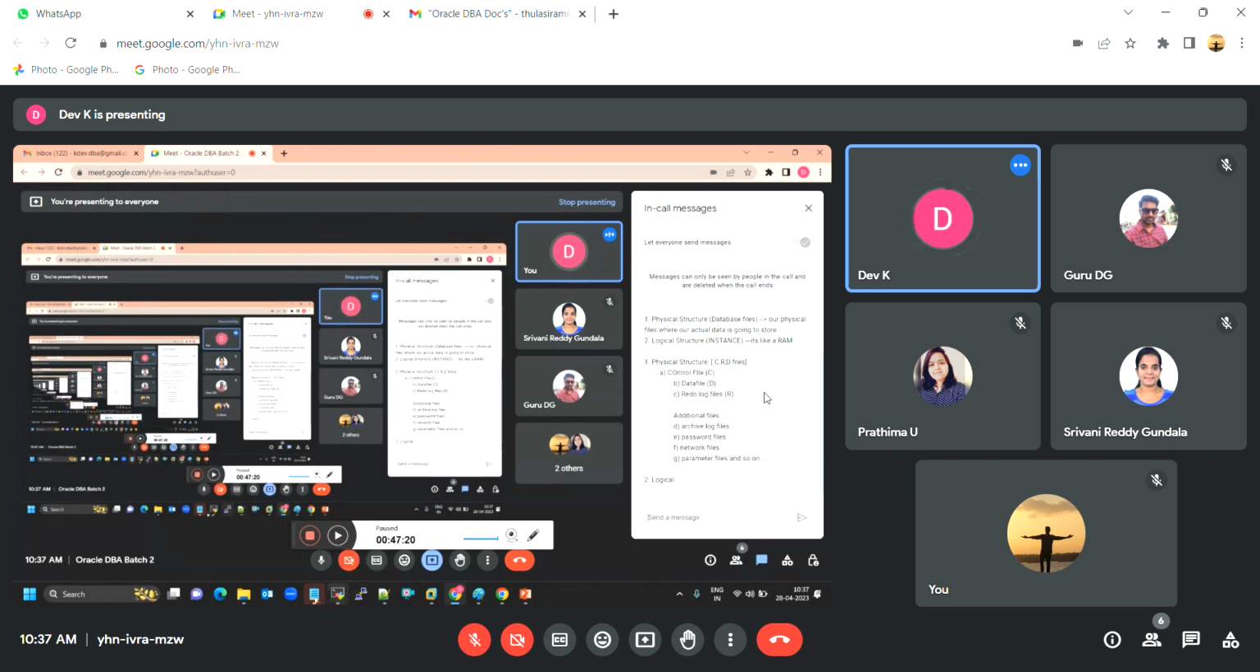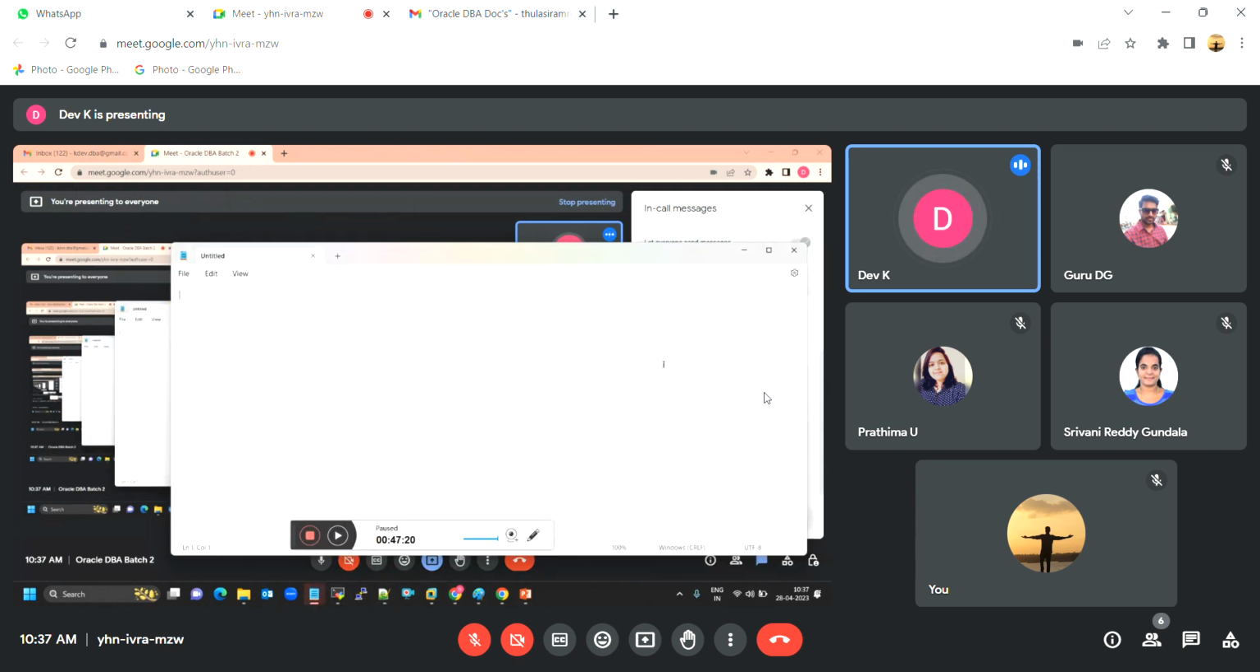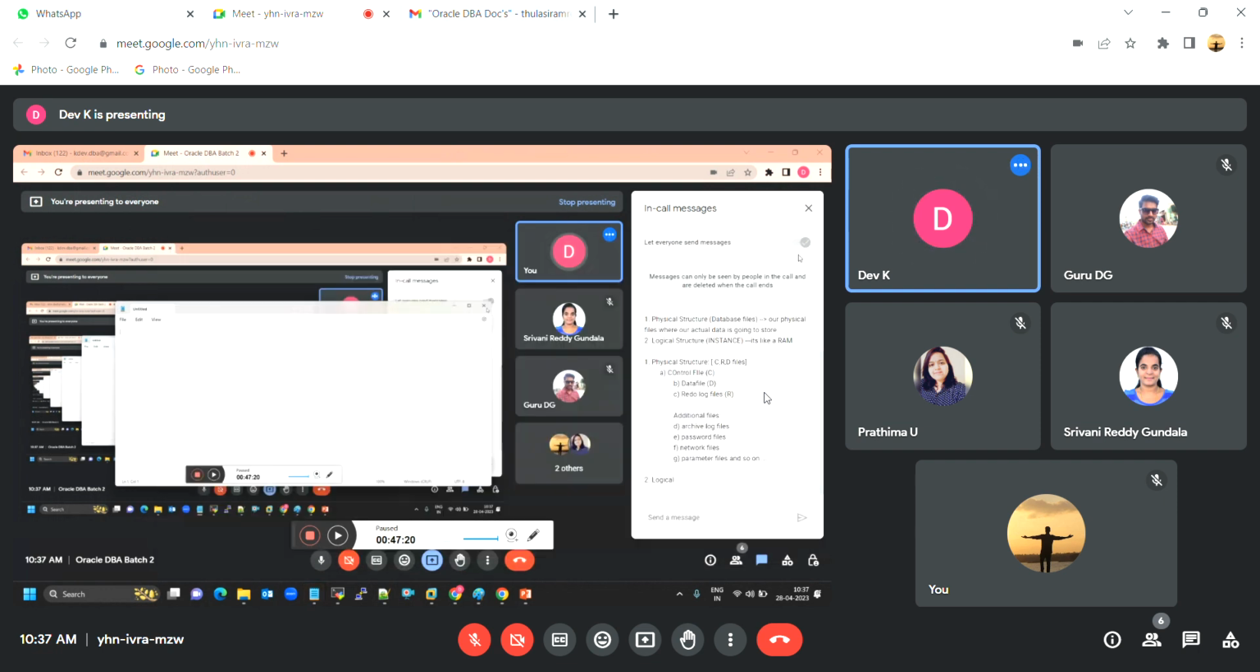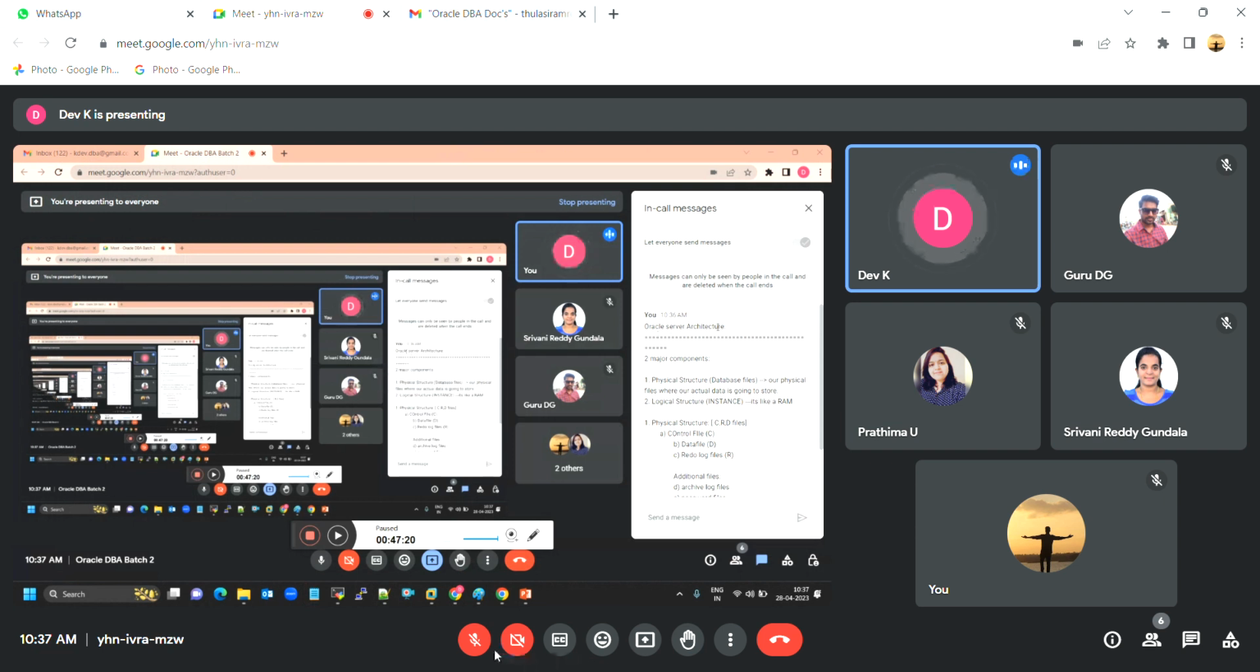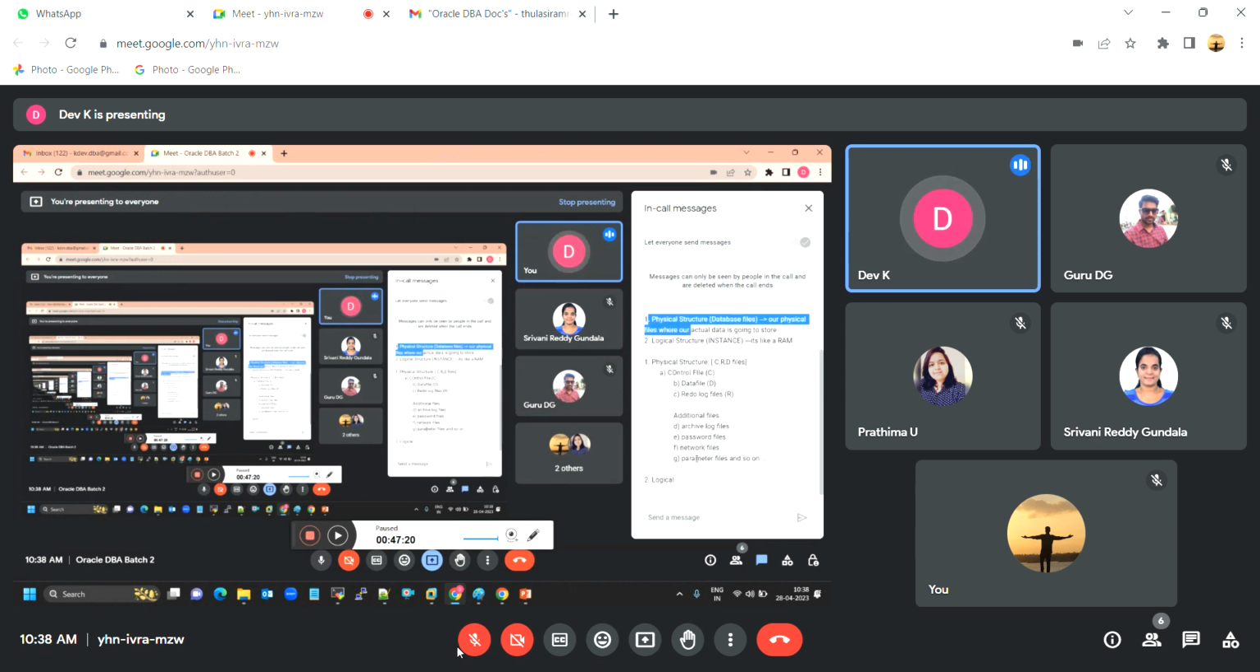No issues, you people just go through these things. Server architecture consists of two major components. What are the major components? Physical structure and logical structure. What is under the physical structure and what is under the logical structure? You just read it and you have to remember. Okay, this is also an interview question.